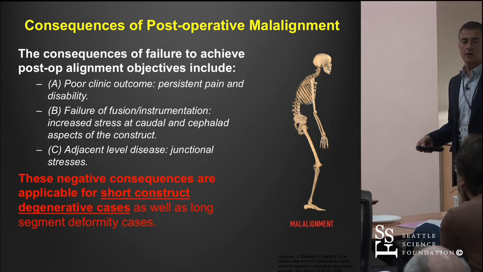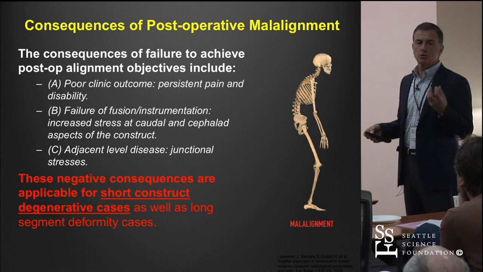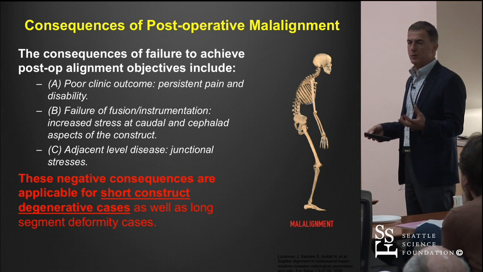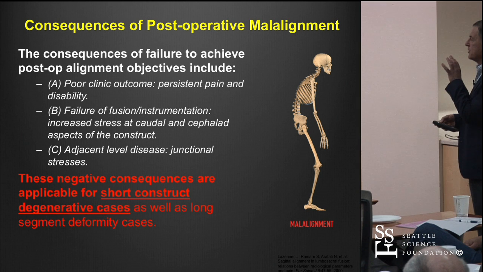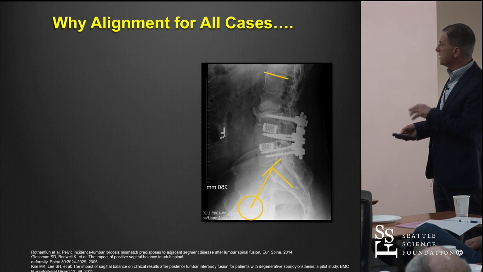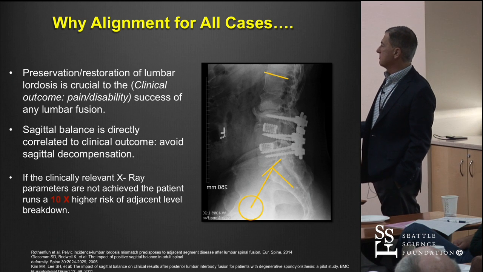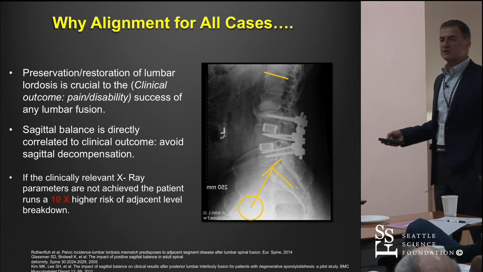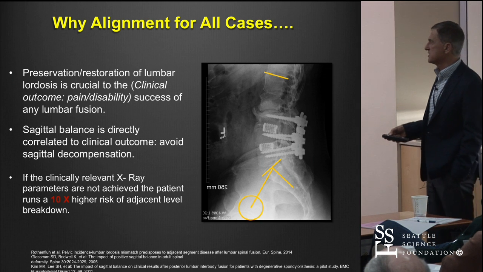Now, we're not saying you should abandon doing a single level TLIF on an L4-5. We're not saying that. All we're saying is make sure you take sagittal alignment into consideration when you do that and do your best. So even if you do a short construct deformity and you haven't met the criteria, you're going to have a really high incidence of adjacent segment disease. Rosenfluh in the European Spine Journal published that 2 years ago. If the X-rays show that you have a mismatch, you have a 10 times higher risk of adjacent segment disease.